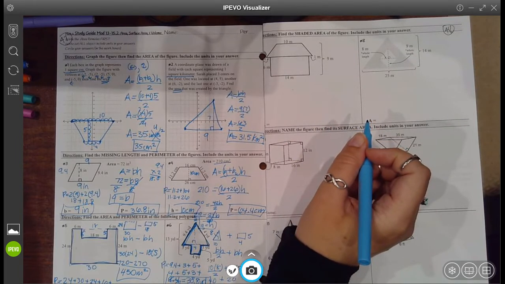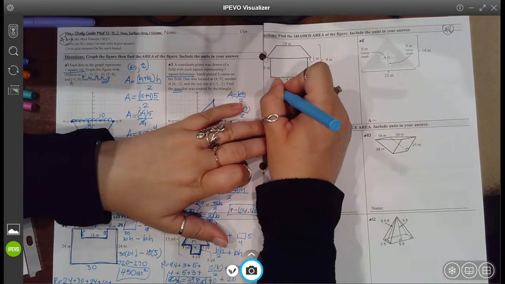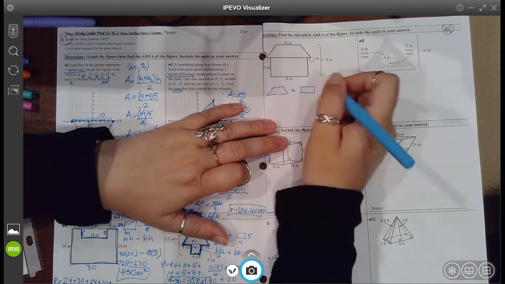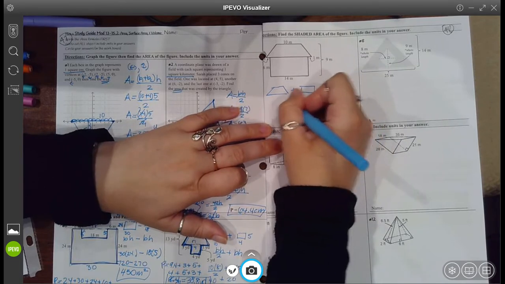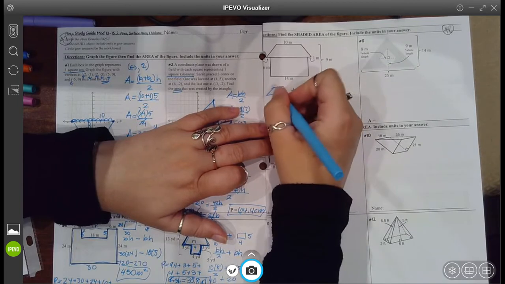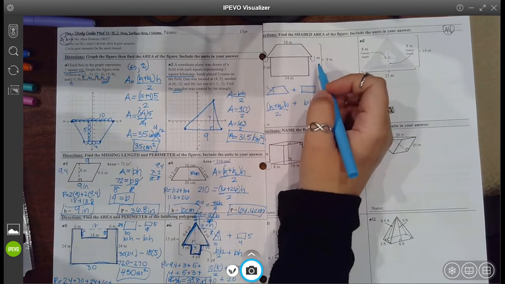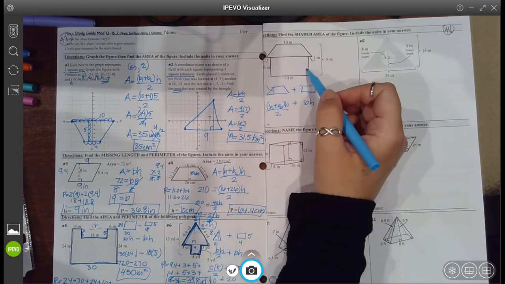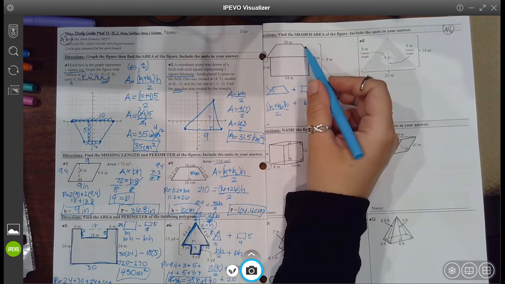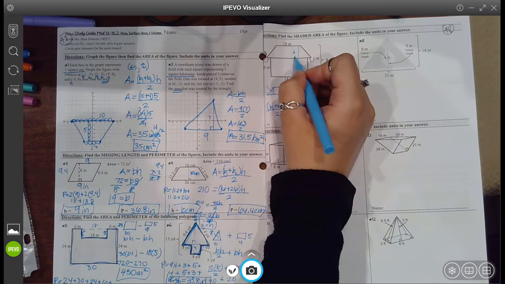So if I want to find the area of this, I'm going to add that top shape, which is a trapezoid, to that bottom rectangle. So base times height plus base 1 plus base 2 times height divided by 2. So I need to find the height of that trapezoid. From here to here is 6 because this is 6, right? So 6 plus what equals that full 9? 3. So the height has to be 3.